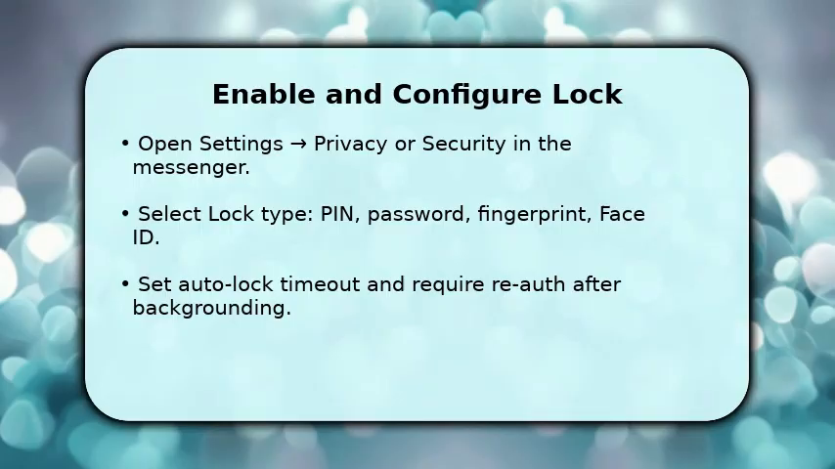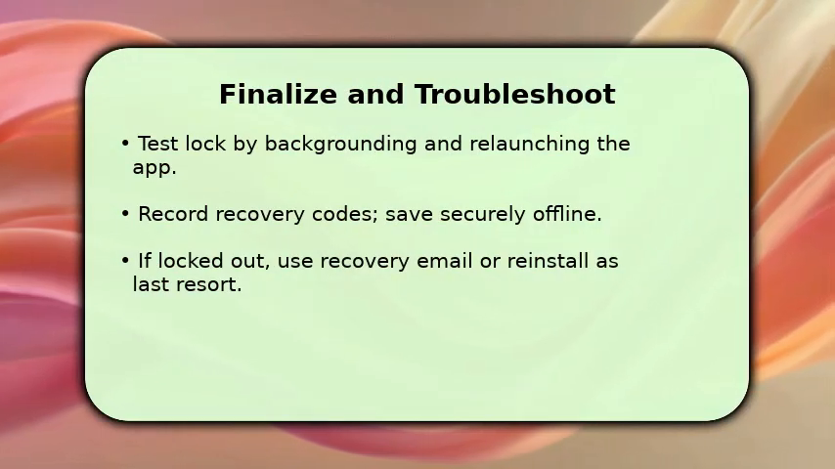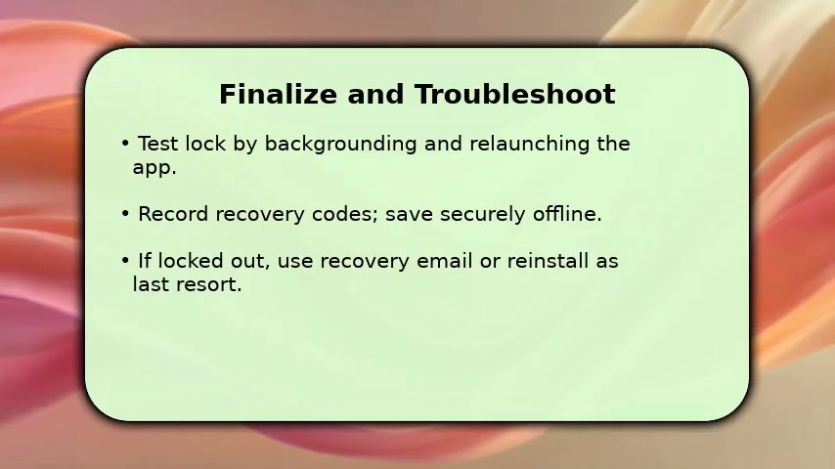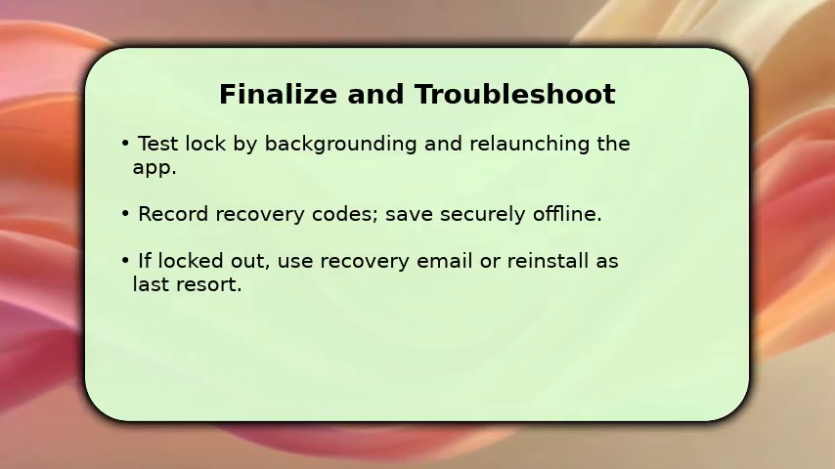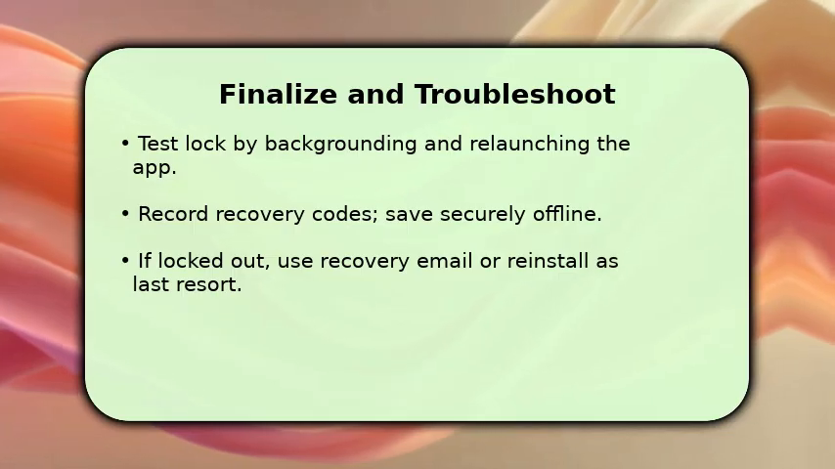You finish by testing the lock immediately. Background the messenger, reopen it, and confirm authentication triggers. Once satisfied, record recovery codes or the chosen fallback and store them offline so you can regain access if needed.